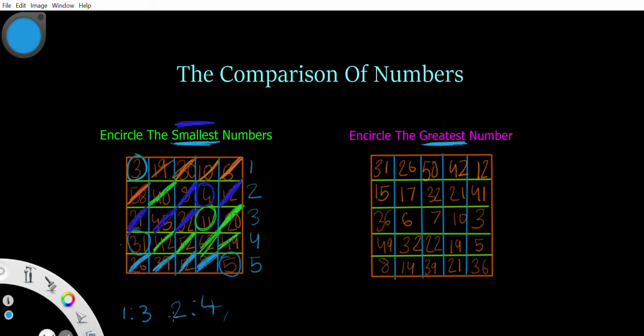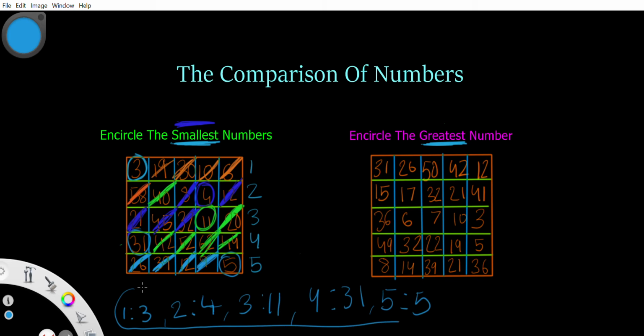And for 3, what's the smallest number in row 3? We know it's 11. And for 4, it's going to be 31. 31 is the smallest. And for row 5, it's 5. So these are our winners in the first encircling of the smallest numbers.